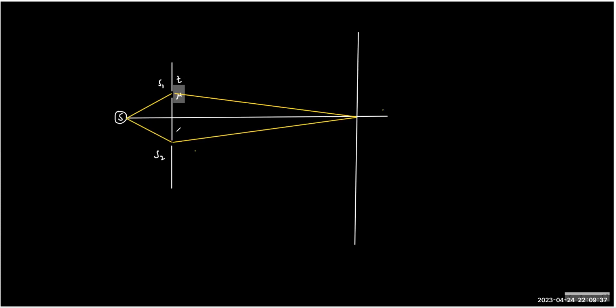Now, which path will have more number of wavelengths, upper or below path? Below. More number of wavelengths. Geometrically, both paths are equivalent. Yes or no? Yes. But optically, which path is bigger? The upper one.